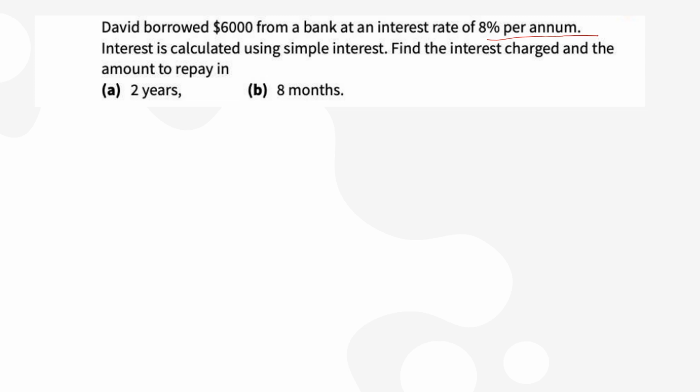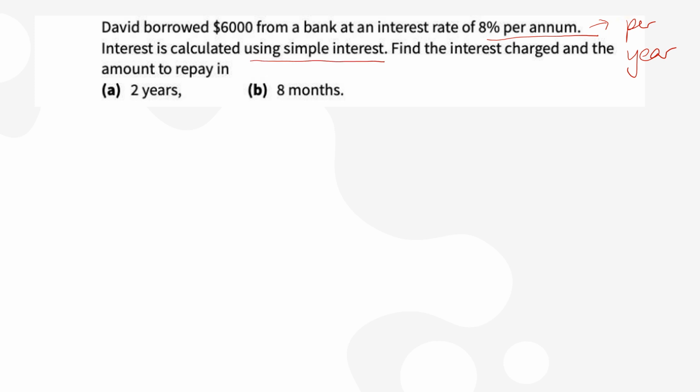Right, so first thing to take note is the meaning of the words per annum. It means per year. So in other words, the bank actually charged David every year 8% interest on the amount of money he borrowed, calculated using simple interest, right?